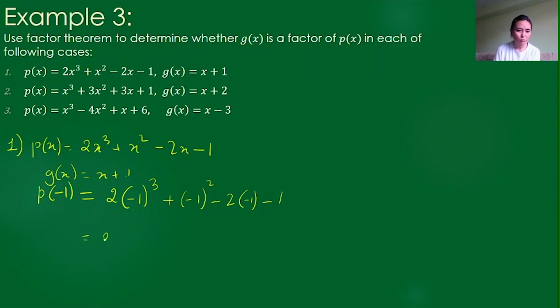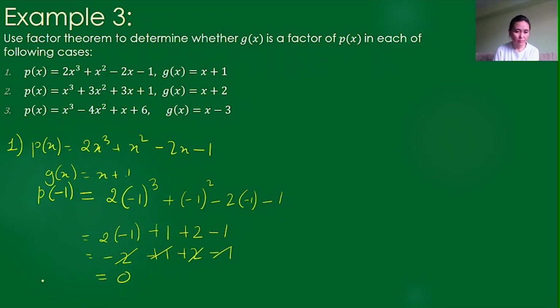Now this is equal to 2 times (-1)^3, which is -1, plus (-1)^2, which is +1, and minus into minus plus 2 times 1 is 2 minus 1. Now this is equal to -2 + 1 + 2 - 1. So -2 plus 2 gets cancelled, or 0, and +1 - 1 again 0. Now this is equal to 0.